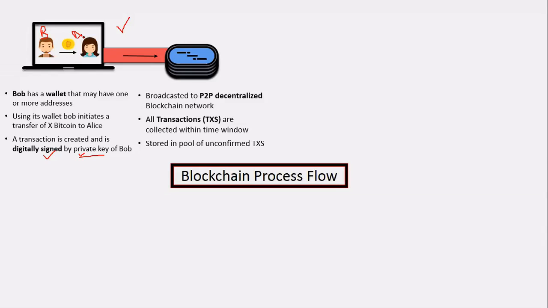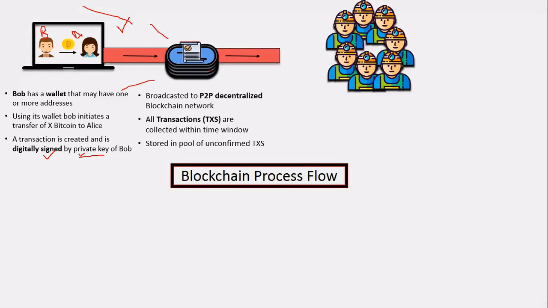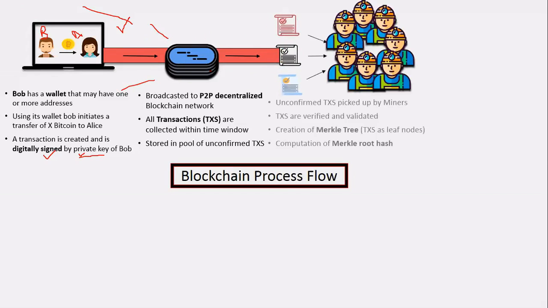So for 10 minutes, all these transactions are collected in a pool of unconfirmed transactions, right? So like Bob, other users must also be sending transactions. They are all collected in a pool of unconfirmed transactions. All right, good. Now, these transactions are then picked up by the miners. Now, what are these miners? So miners are actually the nodes, and they are highly computational nodes, which are actually maintaining and managing the entire blockchain system.